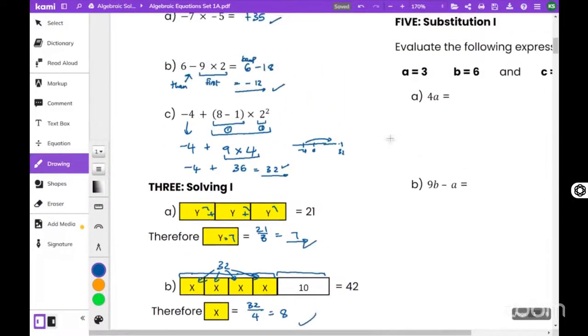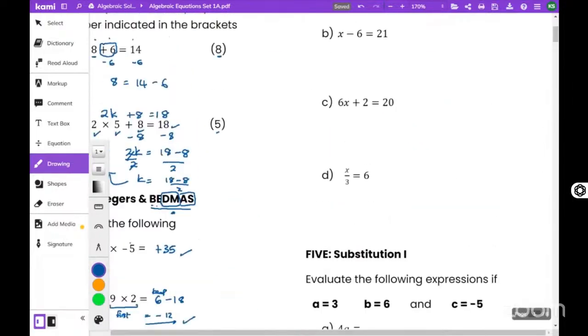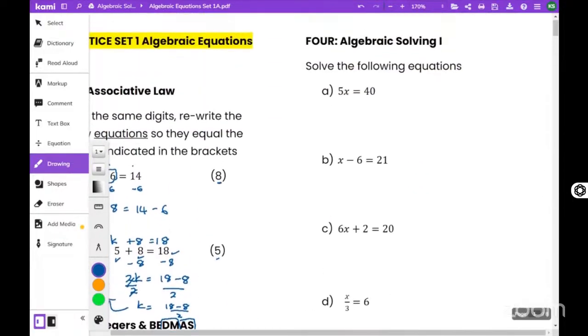All right, let's continue. So the next one now is question 4. In this question, there's a hidden multiplication in here.